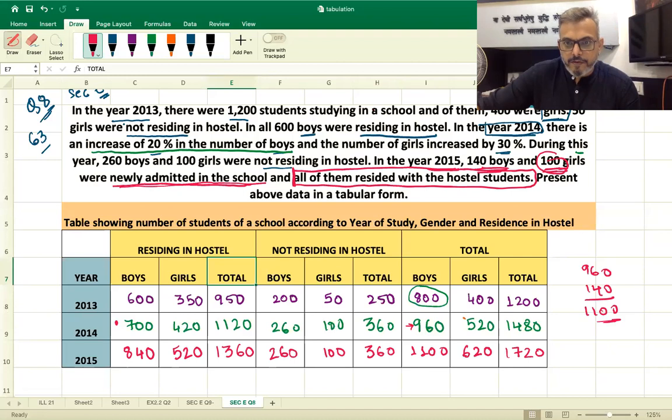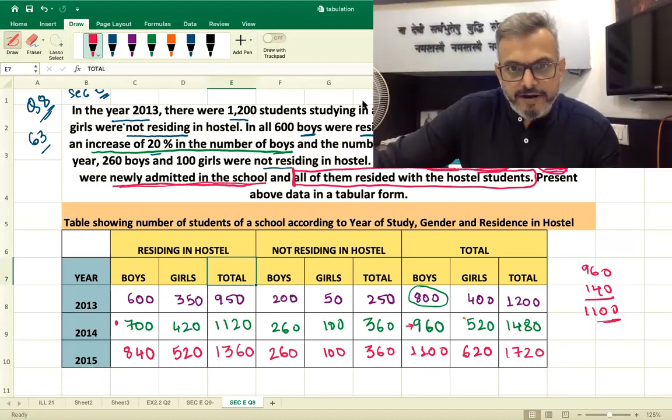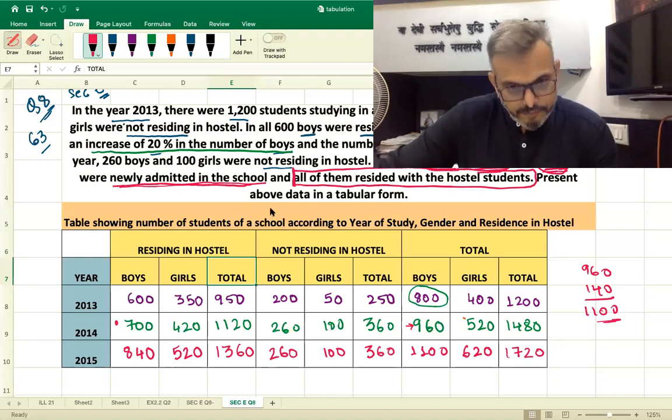Yes, sir. Okay. Now, anyone else has any doubt? सर, आपने 2014 में जो 2015 में इंक्रीज हुए उनको ऐड किया. Right. हाँ तो सर फिर हम लोग 2015 के नीचे टोटल नहीं लगा सकते. नहीं, क्योंकि यहाँ पे इयर्स है.